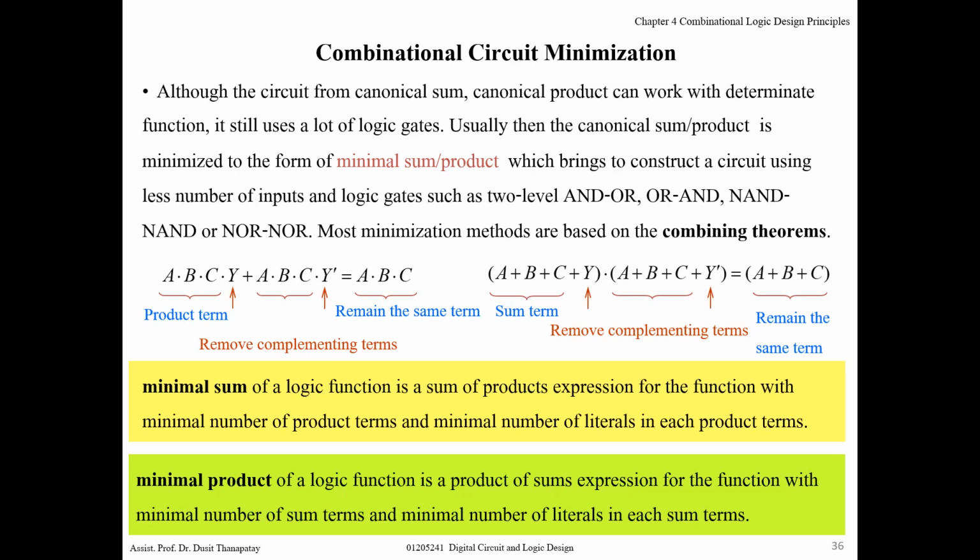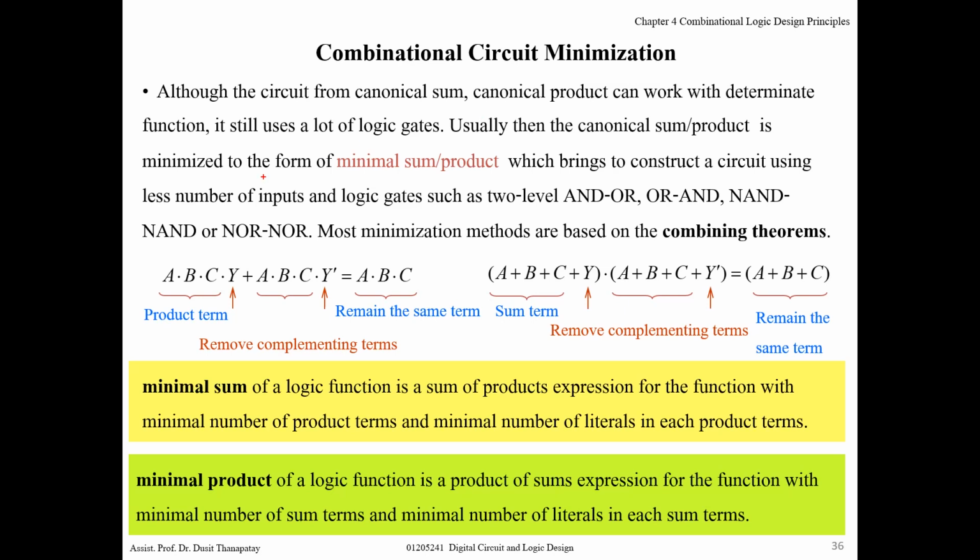Today we study combinational circuit minimization. To do this, you can use some switching algebra to reduce the number of variables or the number of terms. That means when you reduce the number of terms and variables in the function expression, you use fewer components to implement the circuit.